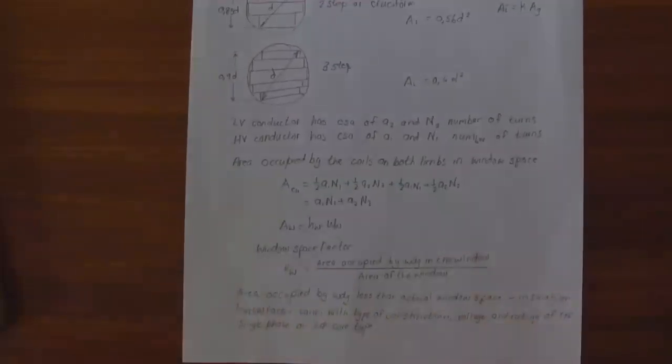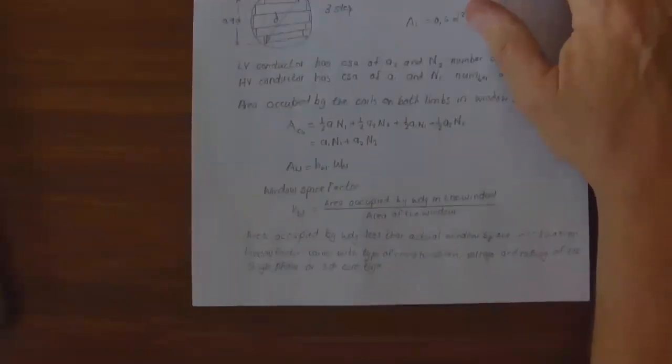Now the low voltage winding has a cross-sectional area of A2 and a number of turns N2. The high voltage conductor has a cross-sectional area A1 and number of turns N1. Now the area occupied by the coils on both limbs in a window space is a half A1N1 plus a half A2N2, plus on the other side half A1N1 plus half A2N2, which gives us A1N1 plus A2N2. The area of the window is the height of the window times the width of the window.